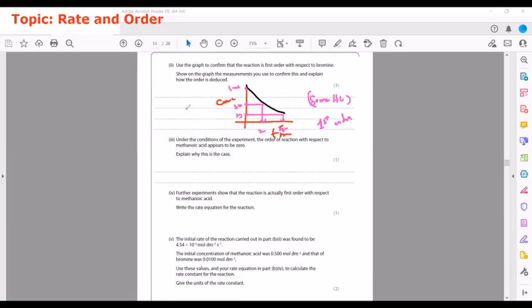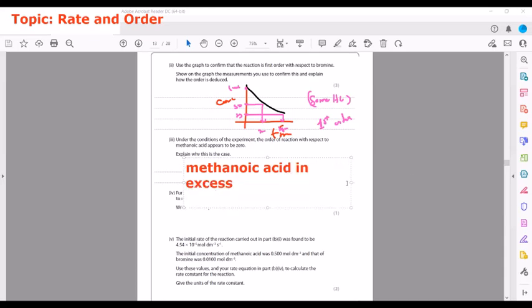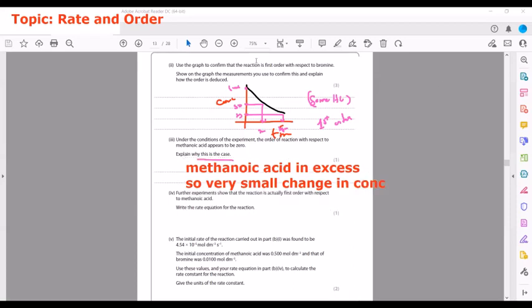Under the conditions of the experiment, the order of the reaction with respect to methanoic acid appears to be zero. Explain why this is the case. As they mentioned already in the question, we use a large or greater amount of methanoic acid. If we take a large excess of methanoic acid, a negligible amount will react, so the concentration of methanoic acid does not change significantly, only a very small change in concentration, because the methanoic acid is in a large quantity. That's why it appeared to be zero order with respect to methanoic acid.